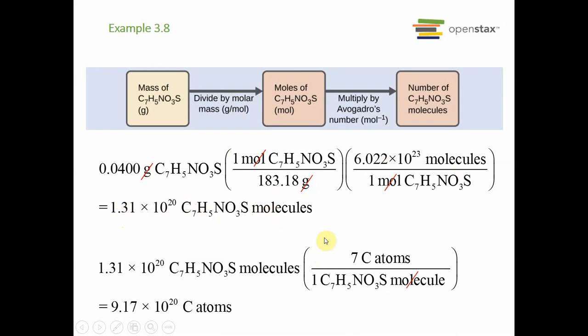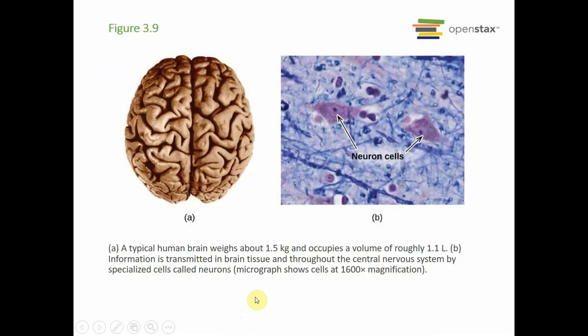And then you count the number of carbon atoms that are in a molecule, and you multiply that number of molecules of saccharin times the number of carbon atoms in a saccharin molecule, and you get 9.17 times 10 to the 20th carbon atoms.